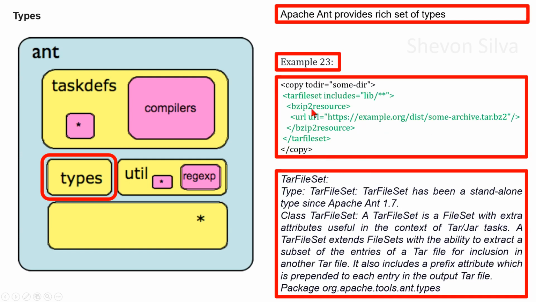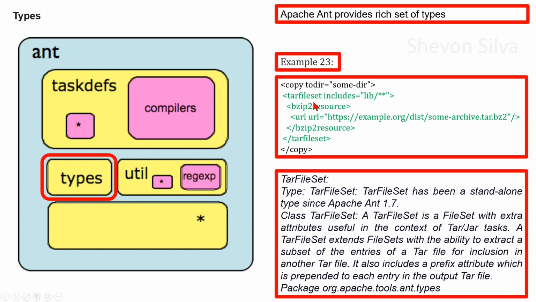Now we are considering tar file set. Type tar file set. Tar file set has been a standalone type since Apache Ant 1.7. With regard to the API, we can consider class tar file set. A tar file set is a file set with extra attributes useful in the context of tar or jar tasks. A tar file set extends file sets with the ability to extract a subset of the entries of a tar file for inclusion in another tar file. It also includes the prefix attribute which is prepended to each entry in the output tar file.